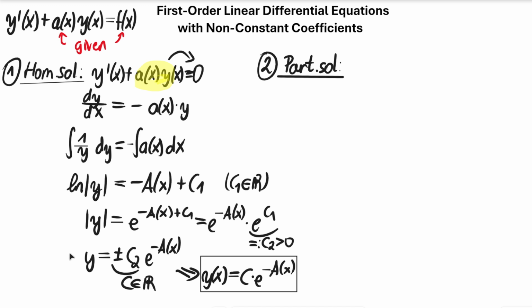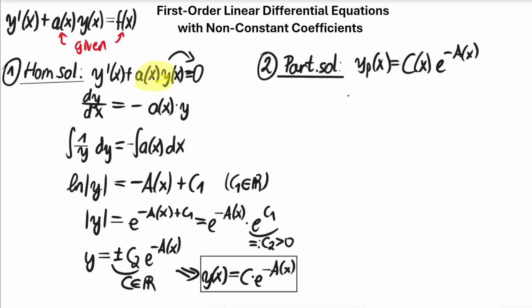We start with a proper ansatz function, which is in this case not available because we don't know what f of x is, so the only solution method we can use is the variation of parameters method. So I use the same as the homogeneous solution, but I vary the constant, and this becomes a function, c of x. The rest is the same.